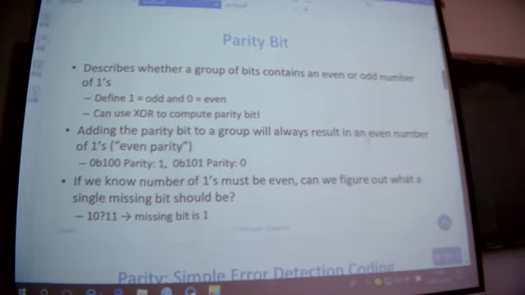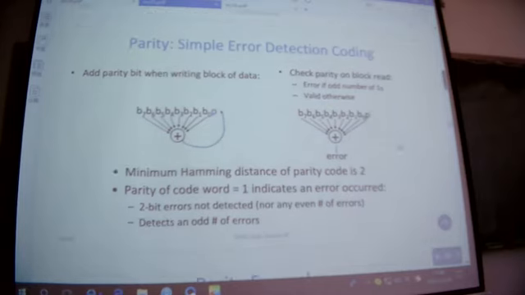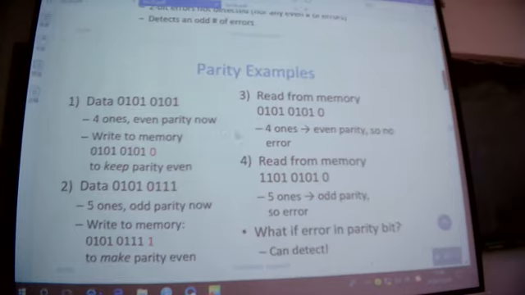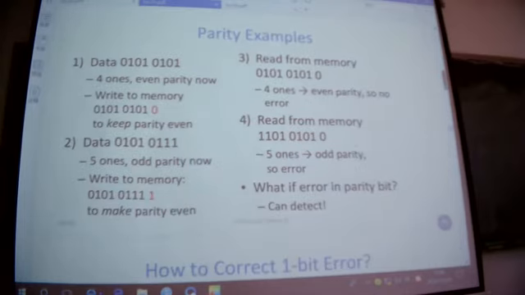Okay, this is the parity bit. It describes whether a group of bits contains an even or odd number of ones. We can add a parity bit to a group so that it will always result in an even number of ones. Okay, parity is simple error detection coding. So these are some parity examples.